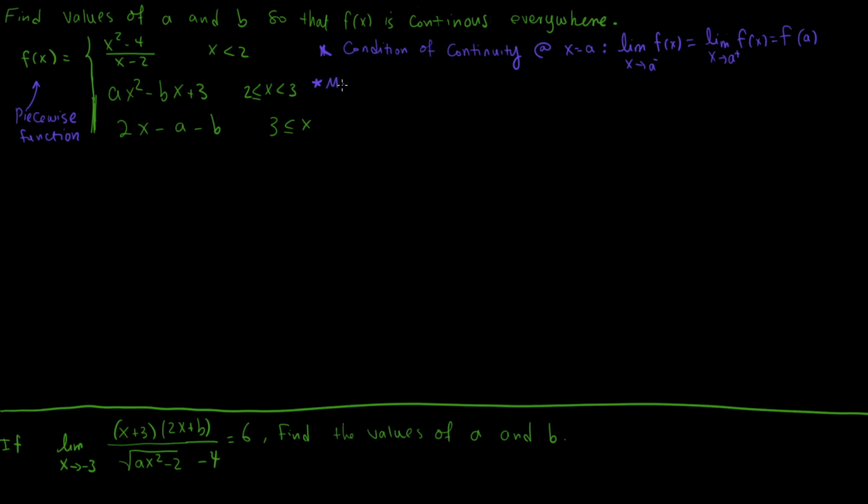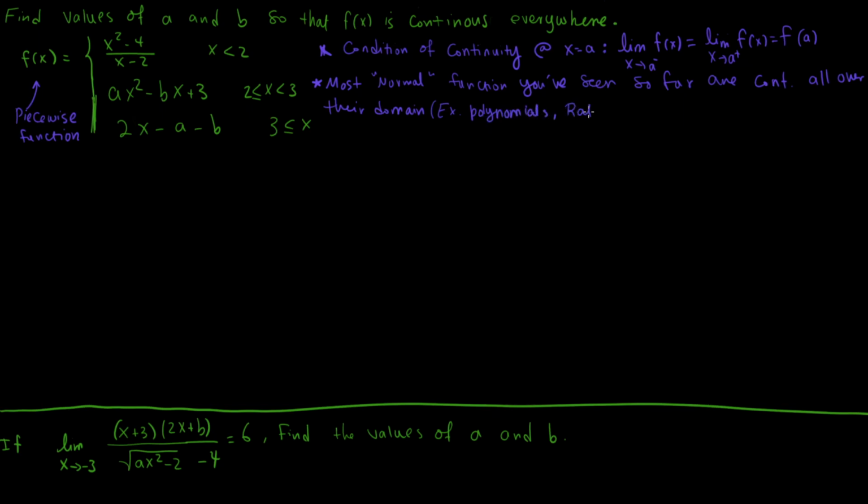So most, I'll put it in quotations, most normal functions you've seen so far are continuous all over their domain. So examples of these are polynomials, for example. Rational functions.